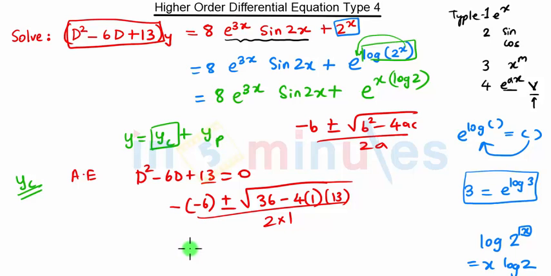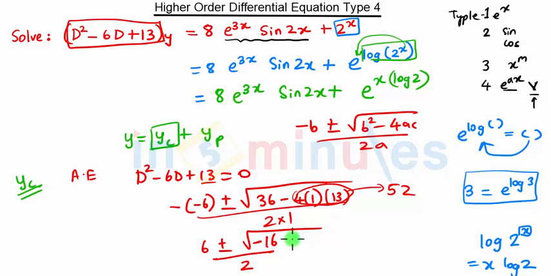If we solve this, we will get plus 6 plus minus root of 36 minus 4 into 13, which is 52. So 36 minus 52 is minus 16, upon 2. We cannot take the root of a negative number, so this root of minus 16 will be complex. So this is nothing but 6 plus minus i, and root of 16 is 4, upon 2. If I divide by 2, I will get 3 plus or minus i into 2. So these are the roots of this auxiliary equation.